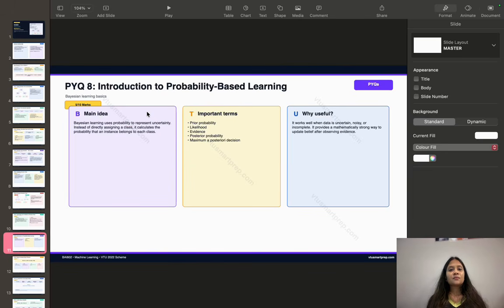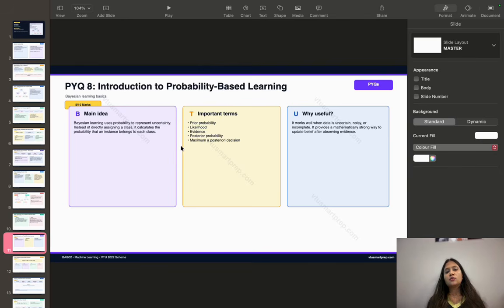Eighth is introduction to probability based learning. This is related to bias in learning, where you have Bayesian learning and Naïve Bayes. Here you have to remember these key points. One is prior probability. What is prior probability? You should know. Next is likelihood. These terms you should know. What is the likelihood formula? What is prior probability? Then evidence, posterior probability, and maximum a posteriori decision.